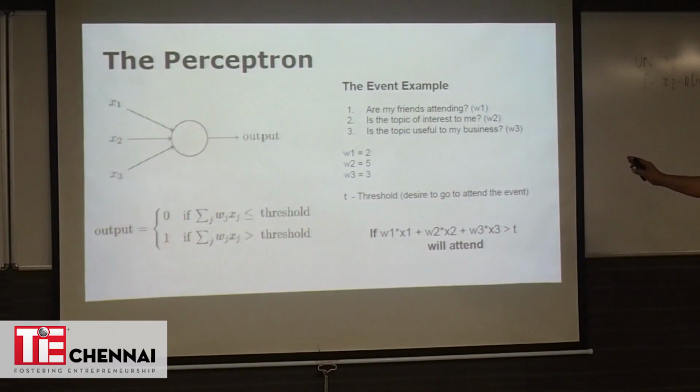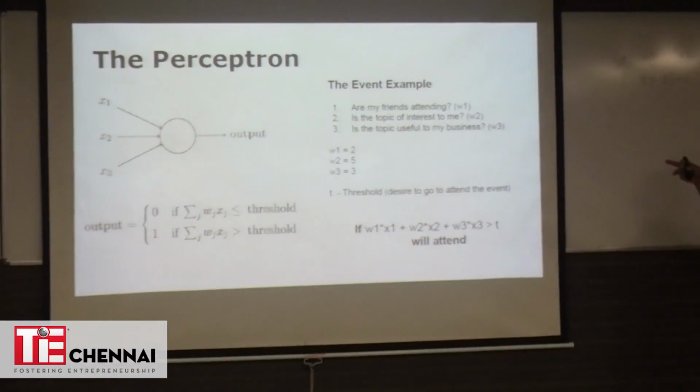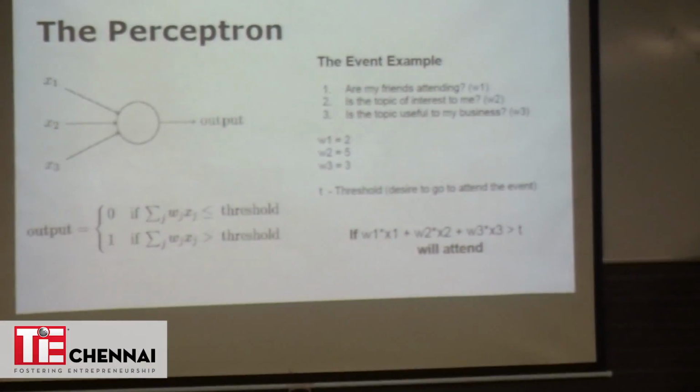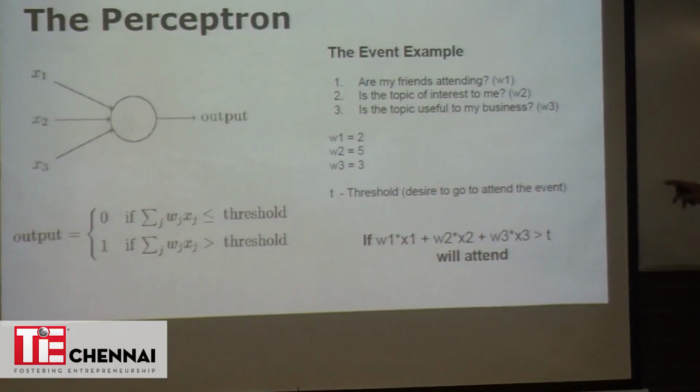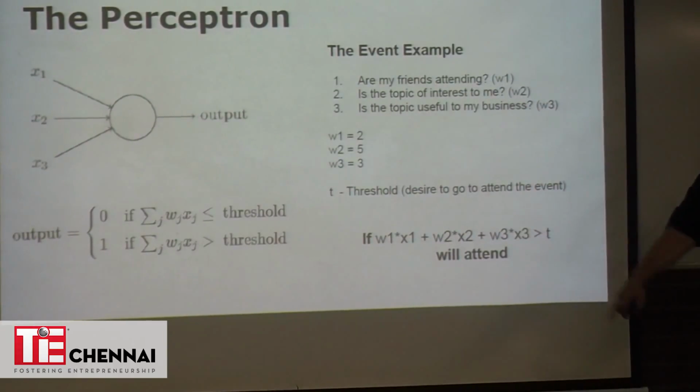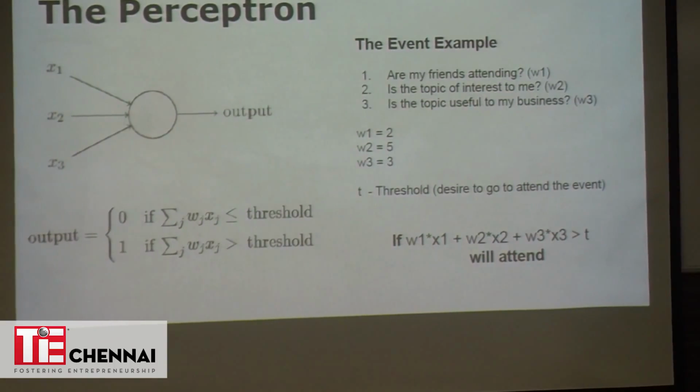A simple perceptron. So I will take the same example. I want to go to an event. Are my friends attending? Is the topic of interest to me? Okay, is the topic useful for my business? These are the three questions. I simplified it dramatically. And then each one of these questions has a yes or no answer, 1 or 0. It's binary, right? My friends going, yes or no.